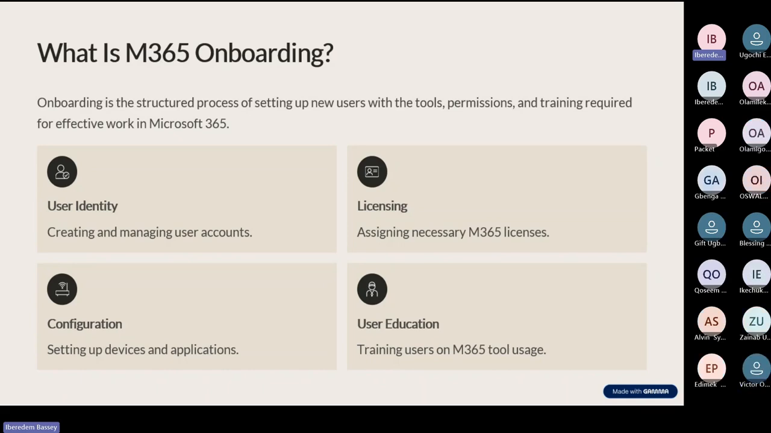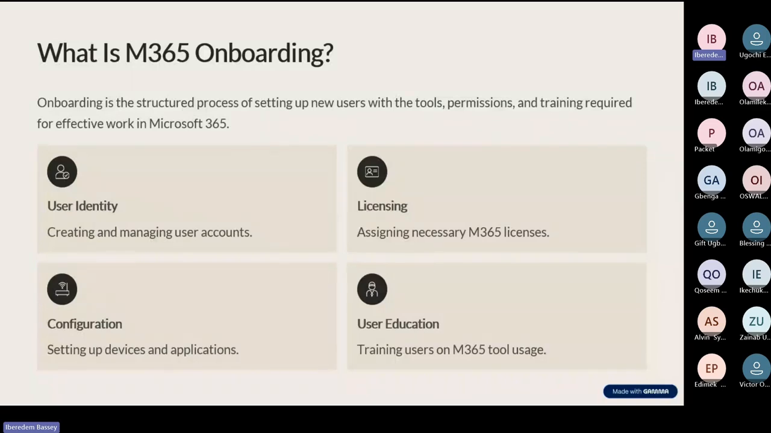The first thing that we need to talk about when we are dealing with onboarding is the user identity. That has to do with creating and managing the user accounts. The next thing in M365 is the licensing, assigning necessary Microsoft 365 licenses, depending on what you intend for the user to do and depending on the licenses available in your organization. The next thing is going to be configuration. That has to do with setting up devices and the applications that will be useful to carry out your responsibility.